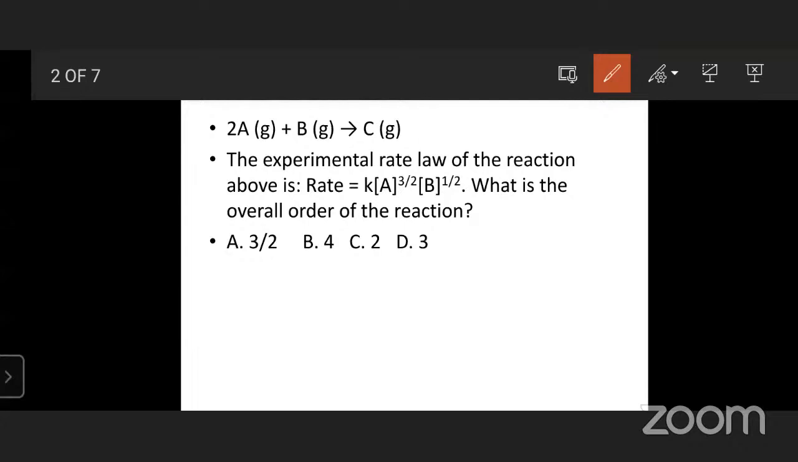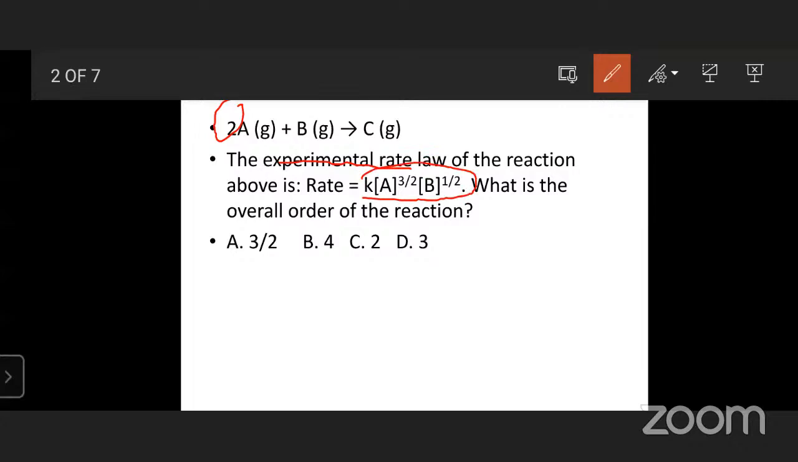2A plus 2B, the experimental rate law. I'm saying experimental rate law, question one. I'm giving you just 3 seconds. The experimental rate law of the reaction above is given. What is the overall order of the reaction? That's what I'm looking for. The order is not the same thing. I've said experimental rate law. So the order is not 2. The order of this one is not 1. But I have determined the experimental rate law. Look at it here. What is the order?